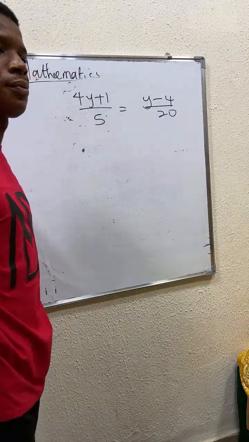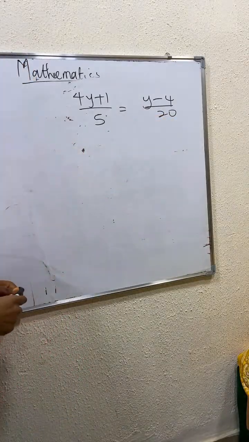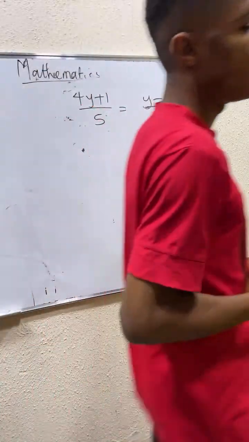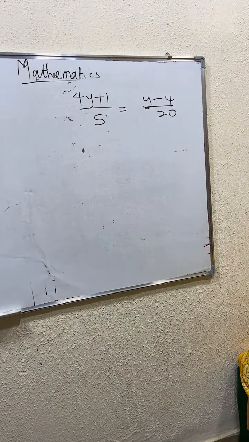What do you do here? The denominators are 5 and 20. So what's the LCM of 5 and 20? 20.